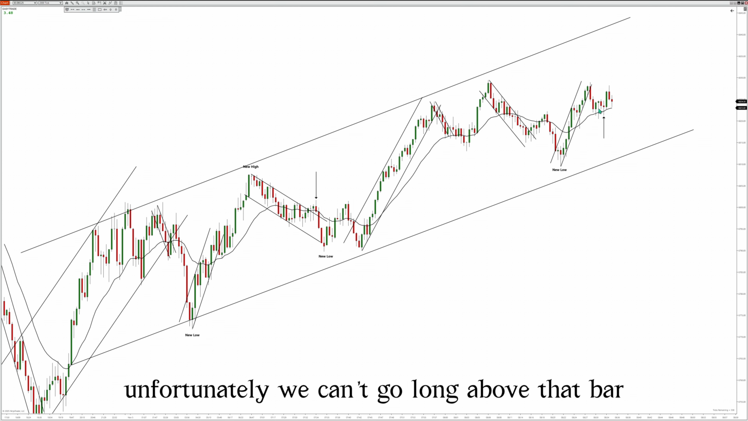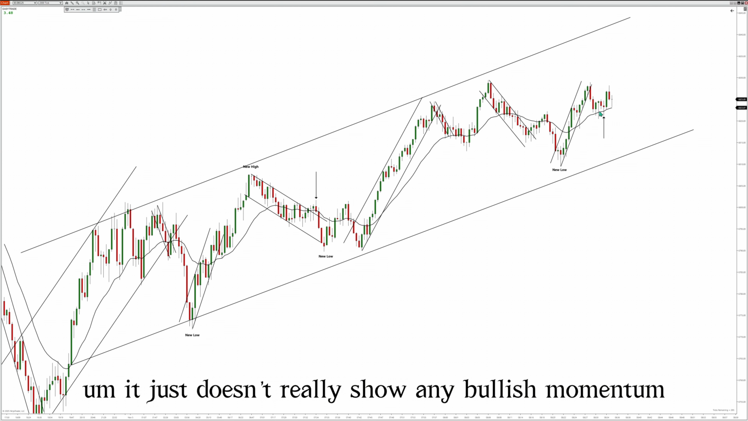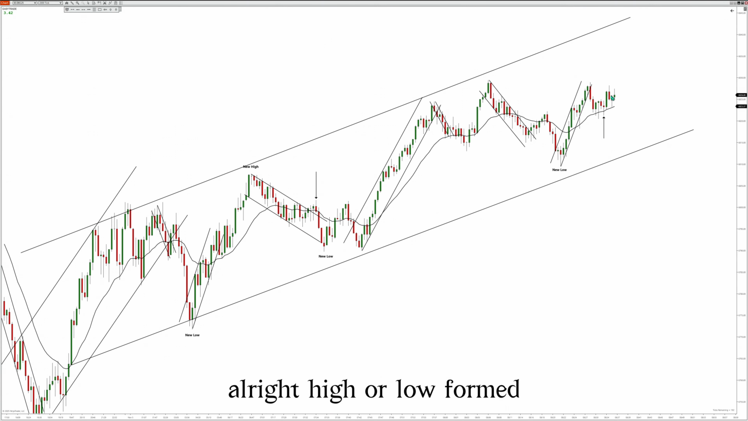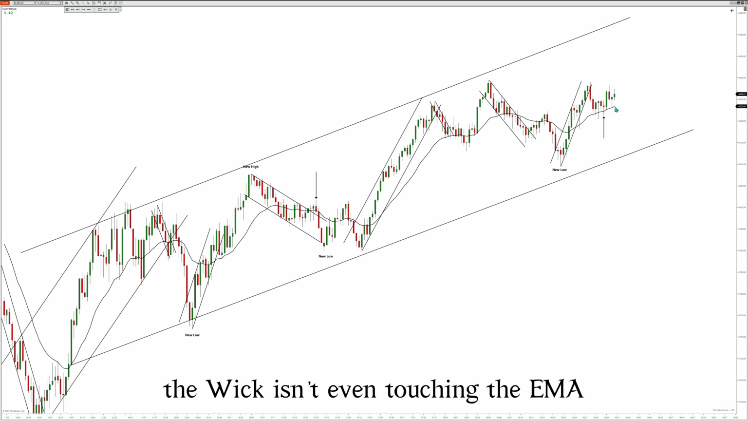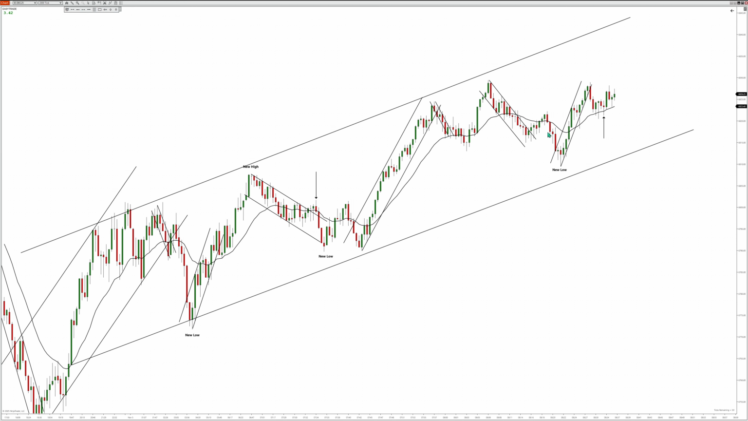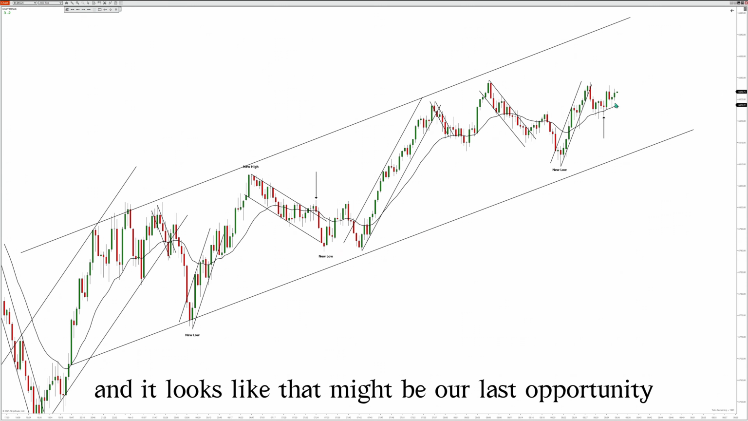Unfortunately, we can't go long above that bar. It just doesn't really show any bullish momentum, so I'm hoping for some kind of higher low. Alright, higher low formed, but it's super far away from the EMA. The wick isn't even touching the EMA, so unfortunately can't enter this one either. And it looks like that might be our last opportunity.